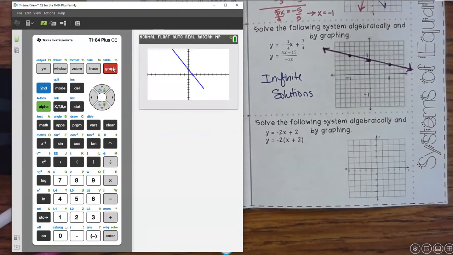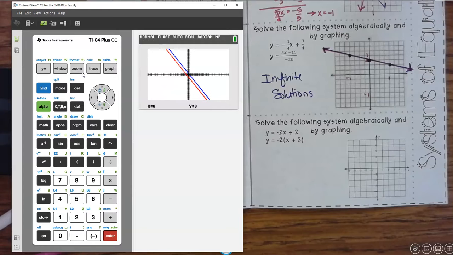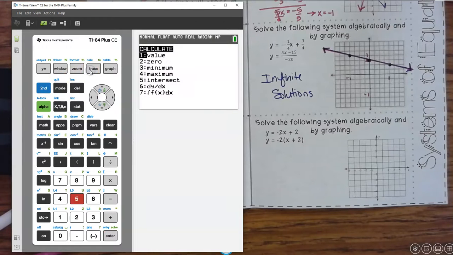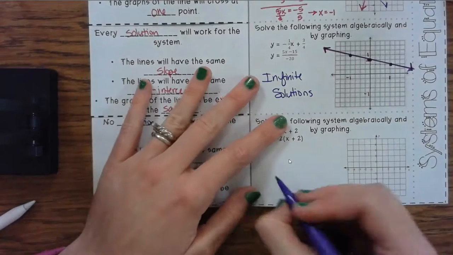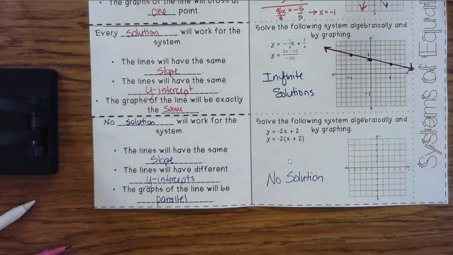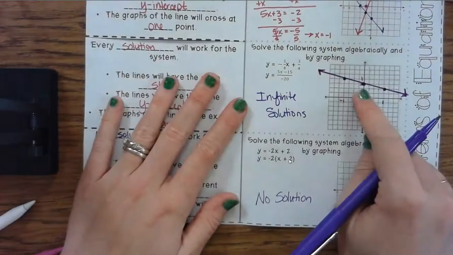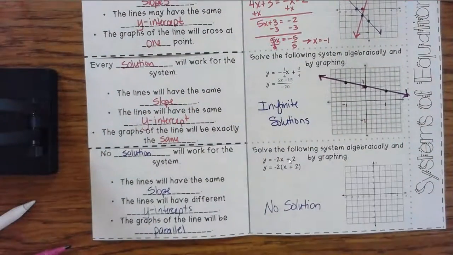So if I graph this one, there's my blue line, and then you can see that my red line is parallel. You can zoom out. Again, I always encourage my kids to zoom out. And if you do second trace 5 on this one, you will get an error. Sorry, I went too quick. Second trace 5. You get an error, no sign change, meaning that the two lines never cross. And so for this system, there would be no solution. Again, you can also graph by hand. You can also set the equations equal to each other to find your solution.